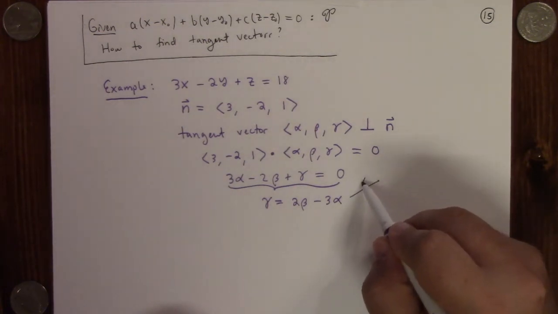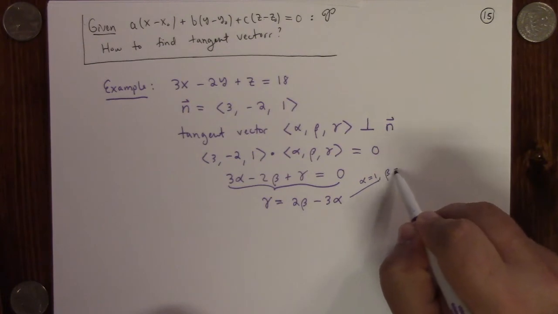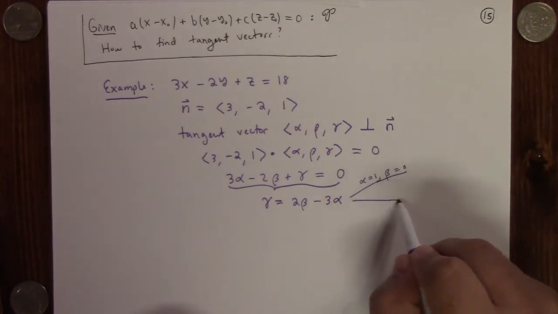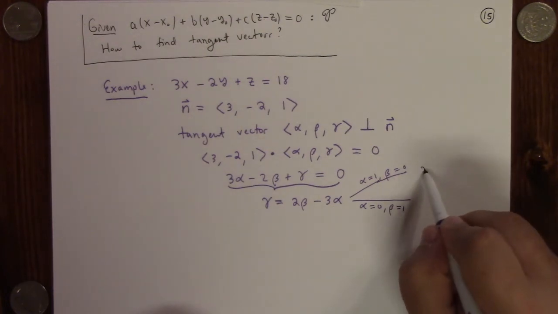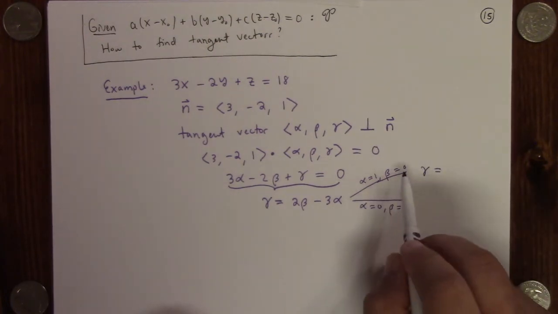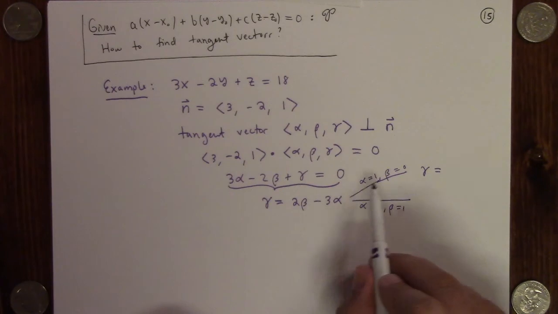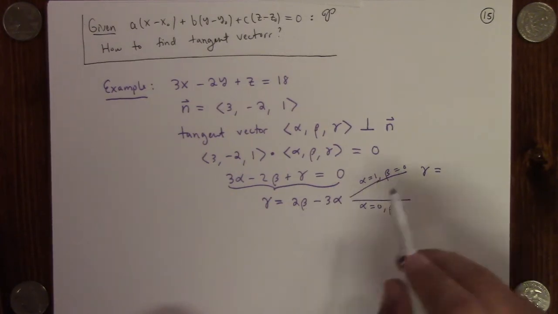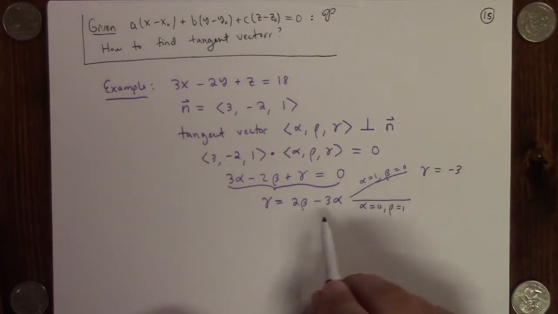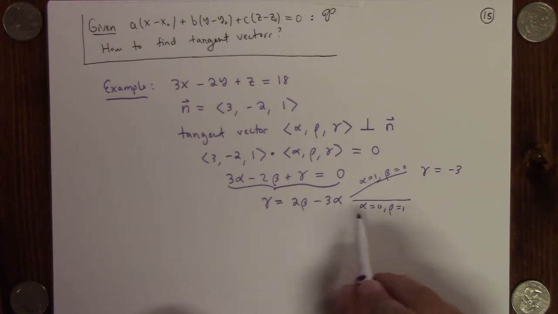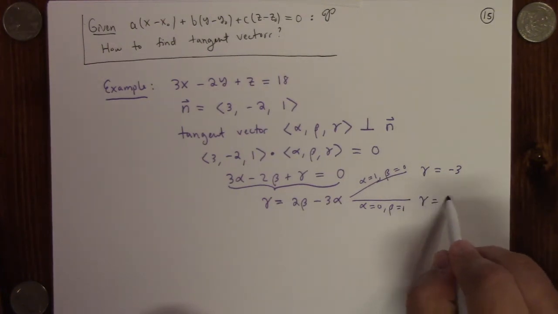easy choice. Alpha equal to 1, beta equal to 0. Alpha equal to 0, beta equal to 1. This gives us gamma equal to what? If we put beta equal to 0 and alpha equal to 1, we get -3. If we put alpha equal to 0 and beta equal to 1, we get gamma equal to 2.